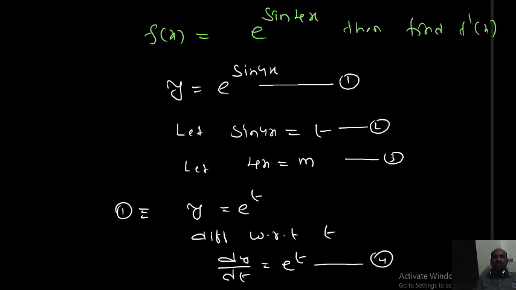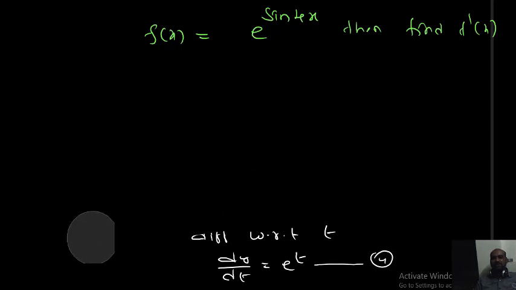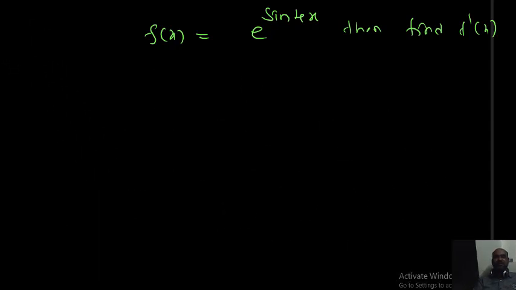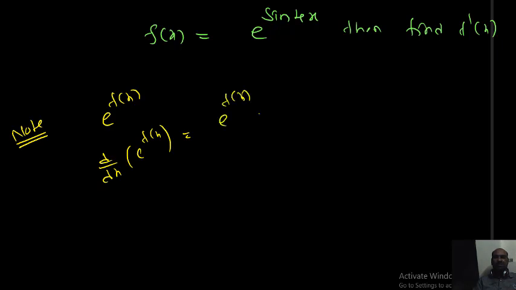This is the problem. But how to find it directly? I will explain, students. Use chain rule. How to find directly? This is an important note. For example, e power f of x is given. So d by dx of e power f of x, directly by chain rule, is e power f of x into f dash of x. What is the meaning of that?